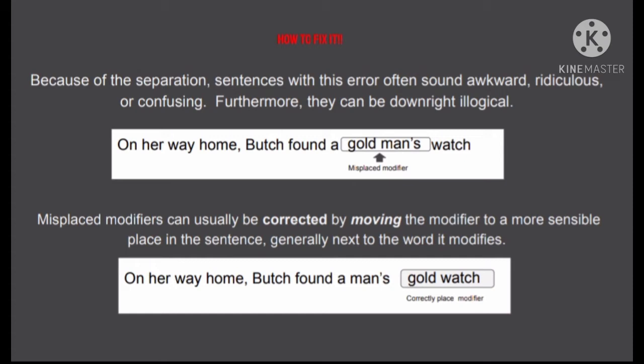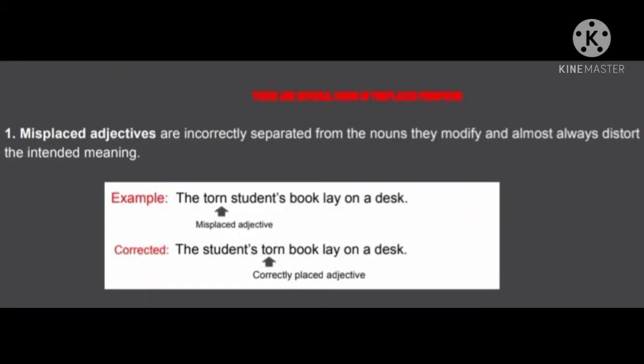So we can see that it was an incorrectly placed modifier, because the gold modifies the watch, not the man's. Okay, let's go to the next slide. There are several kinds of misplaced modifiers. Number 1, misplaced adjectives. So what are misplaced adjectives?